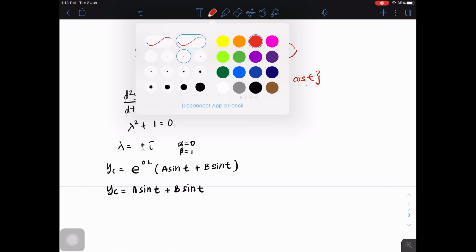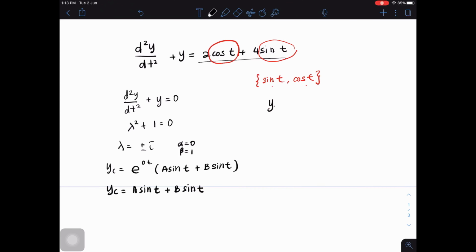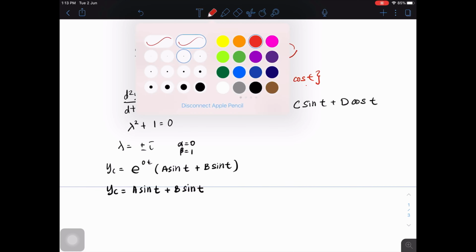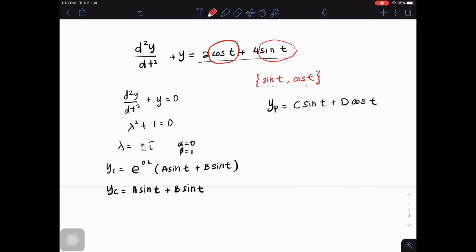So our yp now can be written as yp equal to another constant, let's say c sine t plus d cos t. Okay, like I mentioned before, before we can proceed with the one that we assume as yp, we need to check whether this yp and yc are linearly dependent or linearly independent. The easiest way to check is by listing their y1 and y2. As we know, yc is a times y1 plus b times y2.